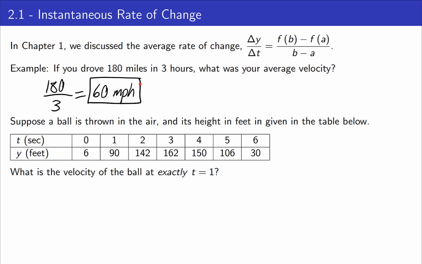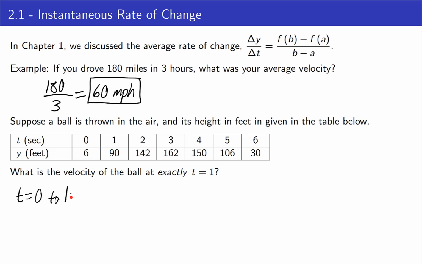Now for this example, we're looking at a ball that's thrown in the air, and we're looking at its height in feet. We want to get an estimate for what is the velocity of the ball at exactly 1 second. Exactly 1 second. Not the average, but the actual speed of the ball at 1 second. We know the height of the ball, but not necessarily the velocity of the ball. Here's the strategy that we're going to take.